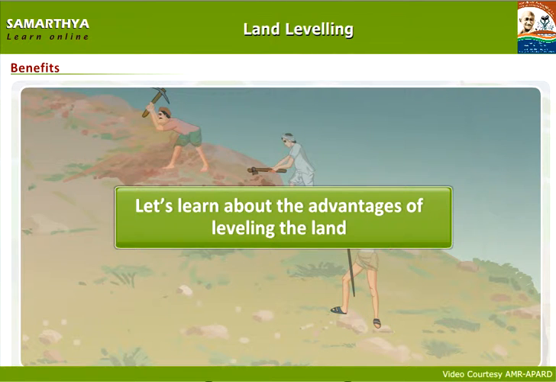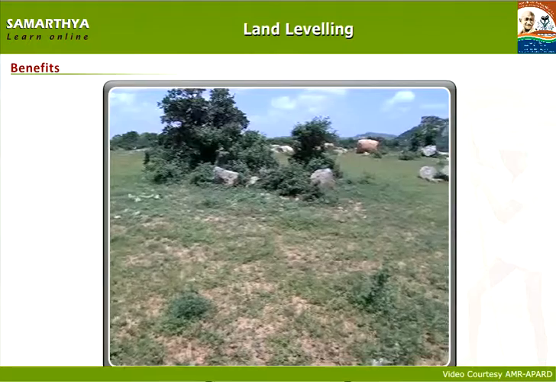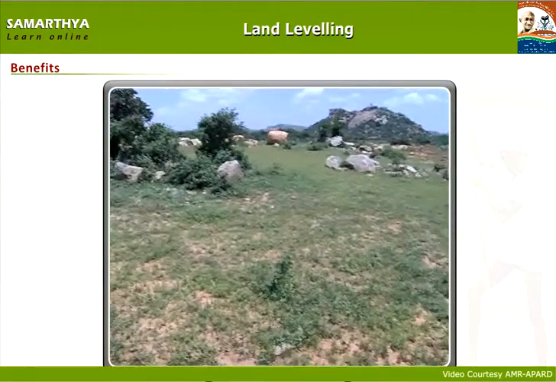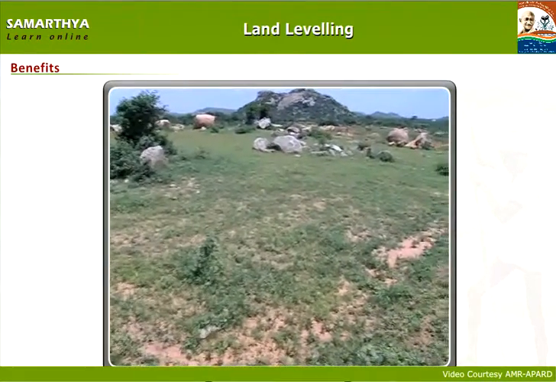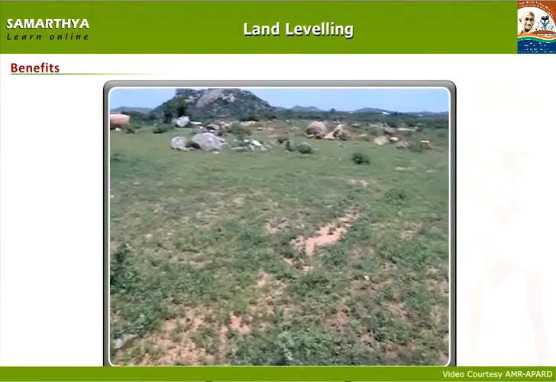Let's learn about the advantages of leveling the land. Lands which are not suitable for cultivation are converted into cultivable lands.